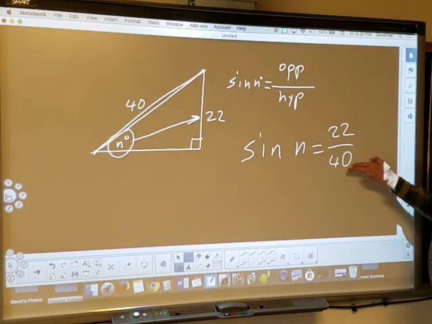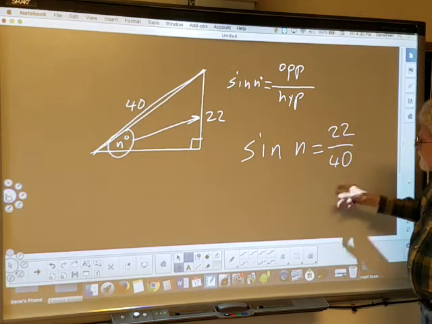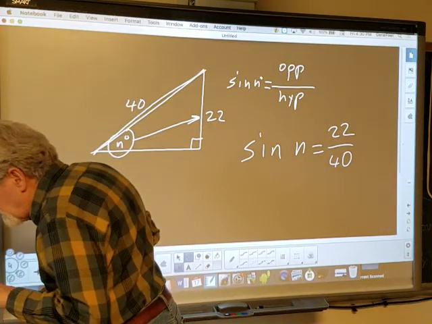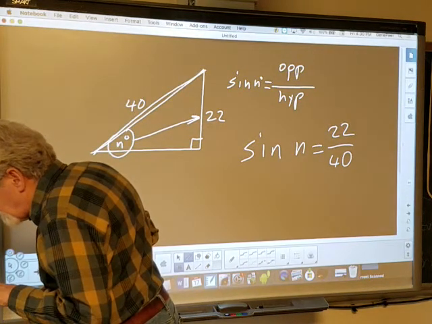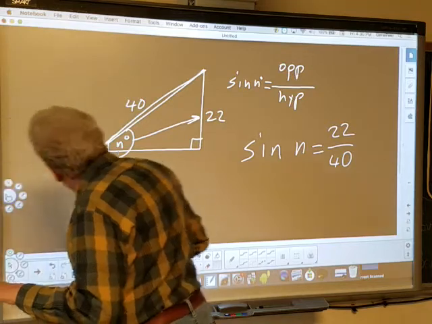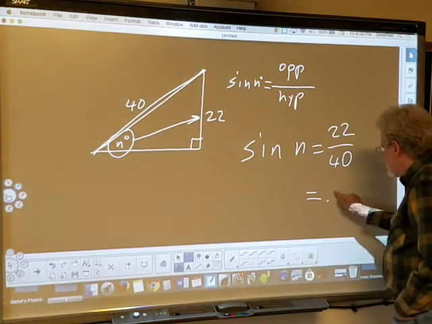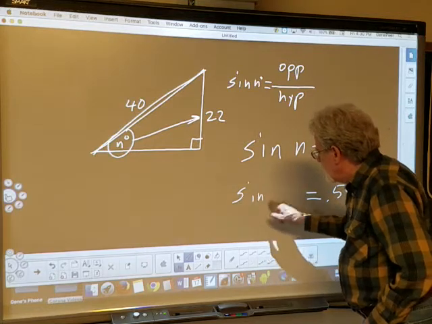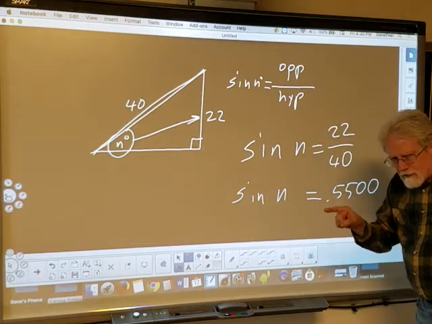I put this in the calculator, find out what 20 over 40 is equal to, and then I read the table backwards. Sneaking a peek at the book, we are told that 22 over 40 turns out to be 0.5500, approximately equal to the sine of n. So what do I do now? I go back to page 311.